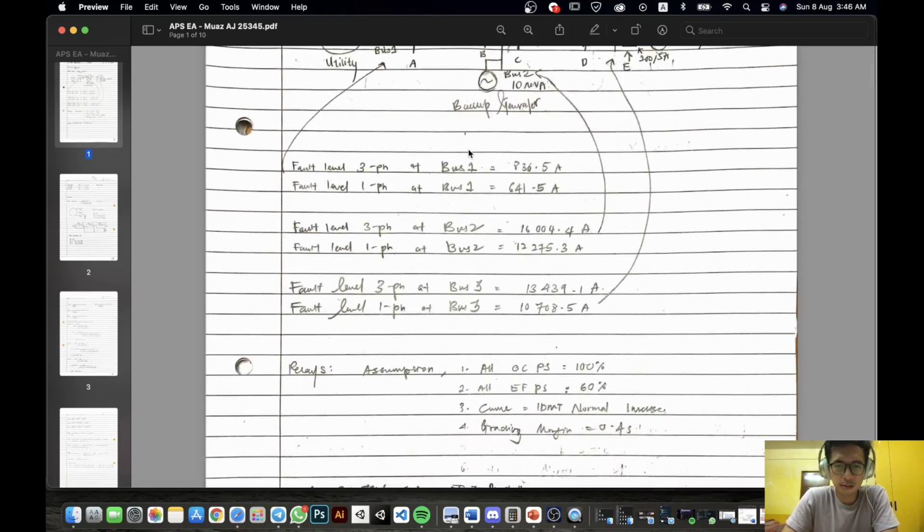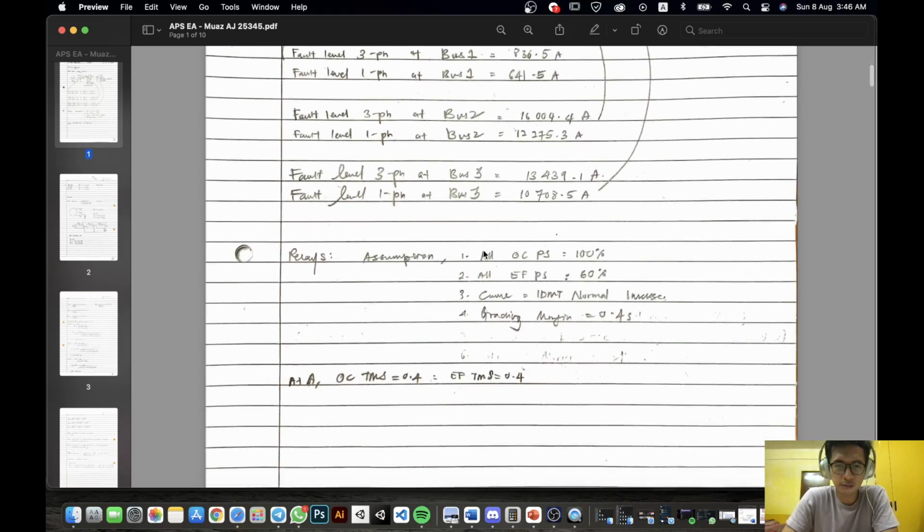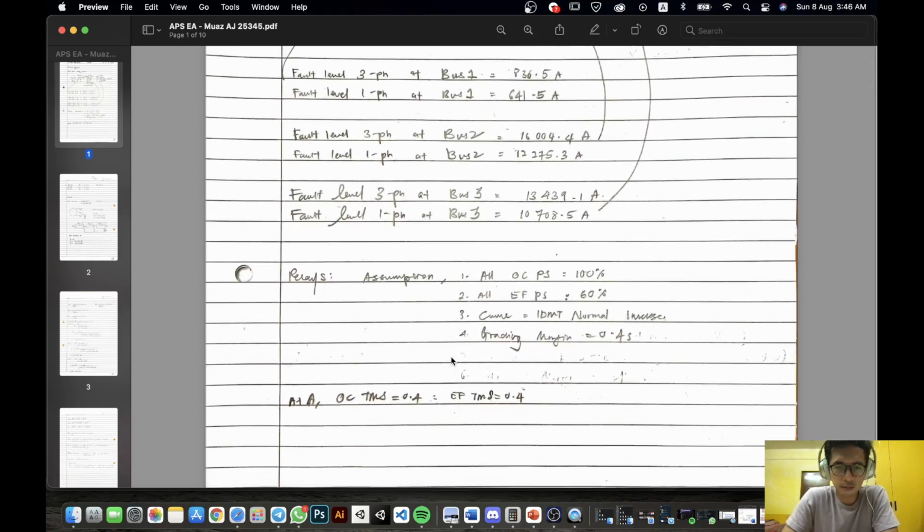Basically these values are obtained from the simulation, and these are the assumptions for question number 3: TMS equals 0.4, 0.4, and the plug setting 100% and 60%.